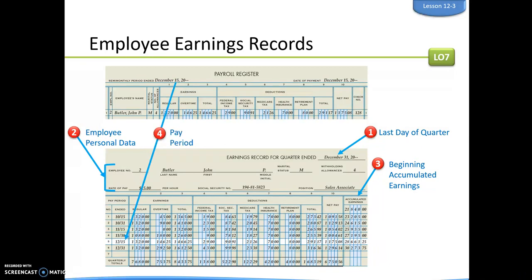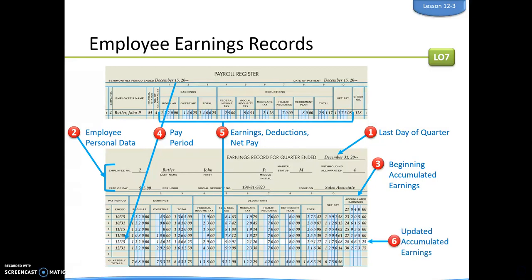You would list the pay period. In this case, it's from the December 15th pay period. All of the earnings and deductions and net pay. Updated accumulated earnings. The accumulated earnings are the previous accumulated earnings plus the total earnings, not the net pay. Then you would total and prove the quarterly totals.